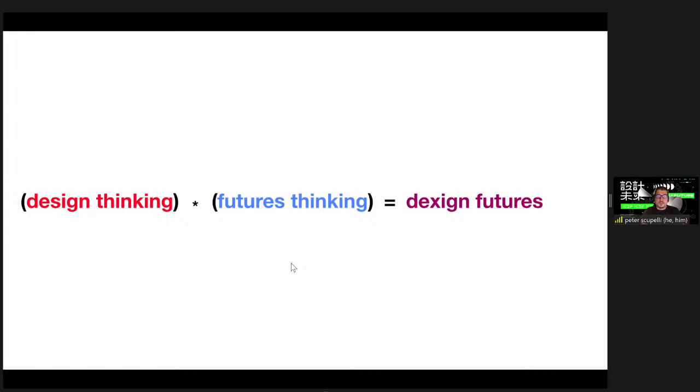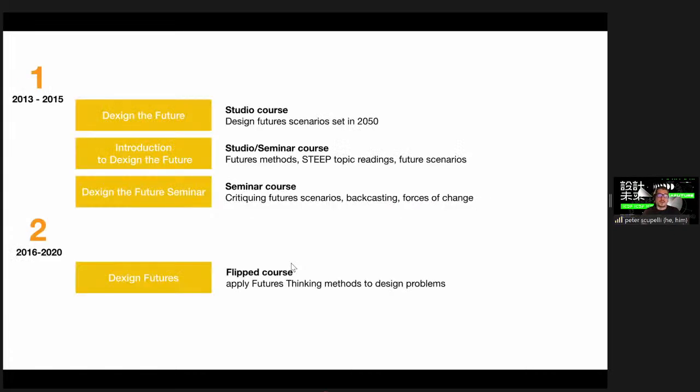So the way that we've worked on design and futures, there's two main strands. The first was trying to work on creating a design future scenario set in year 2050. And I developed three courses based on that. And let me tell you the story of those first three courses.